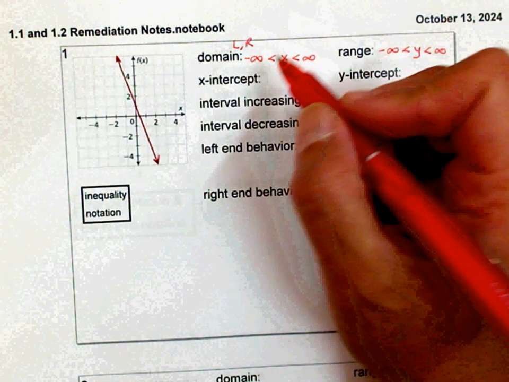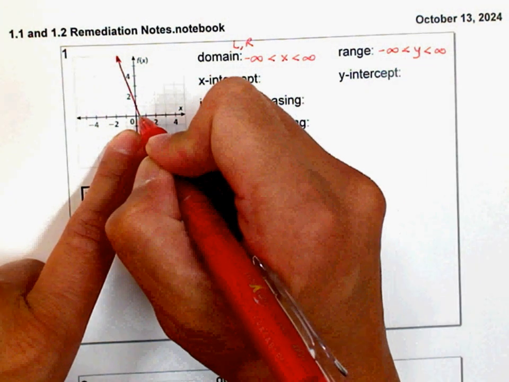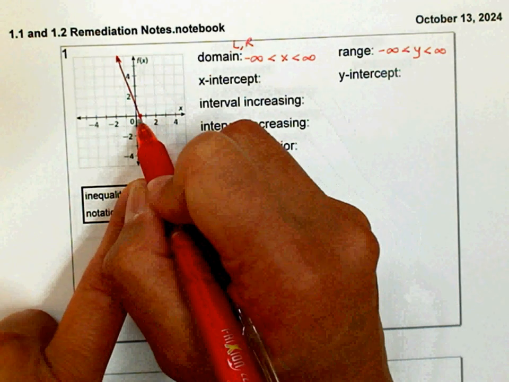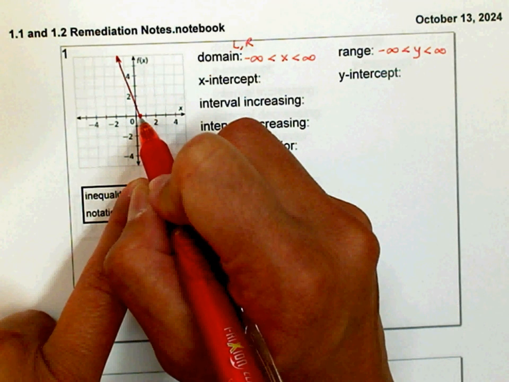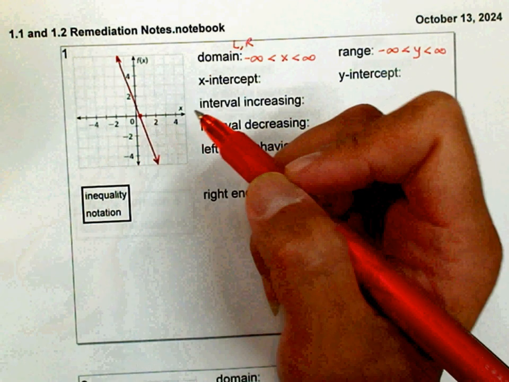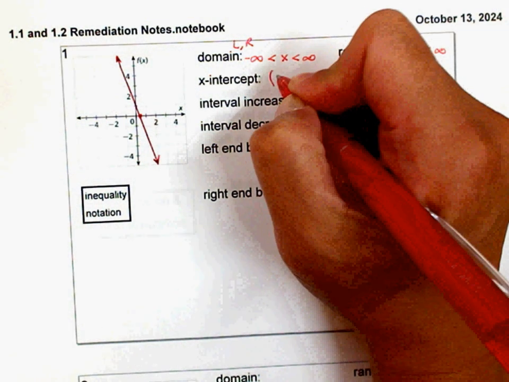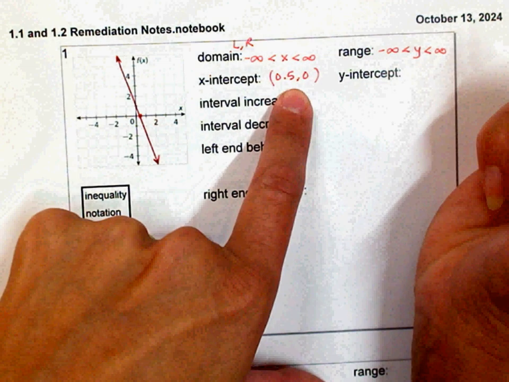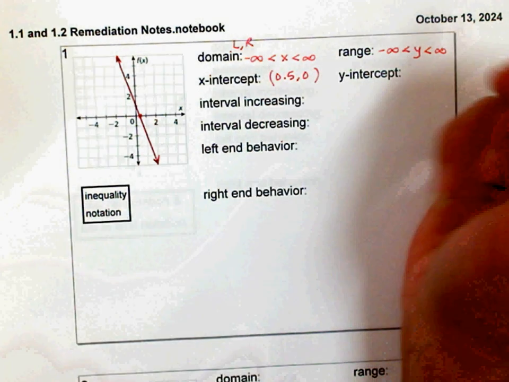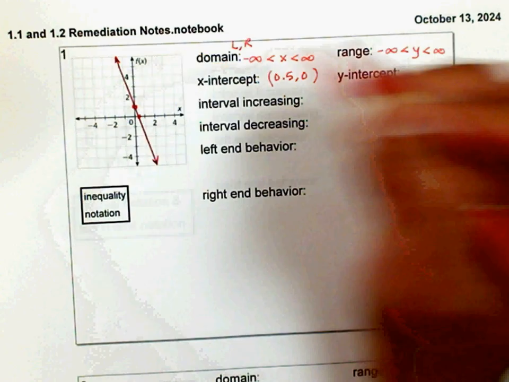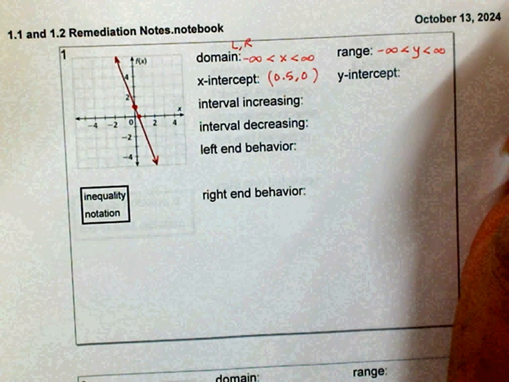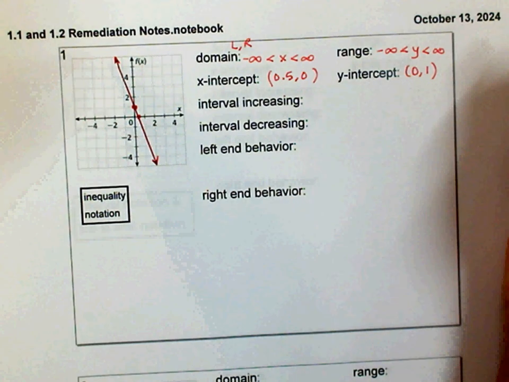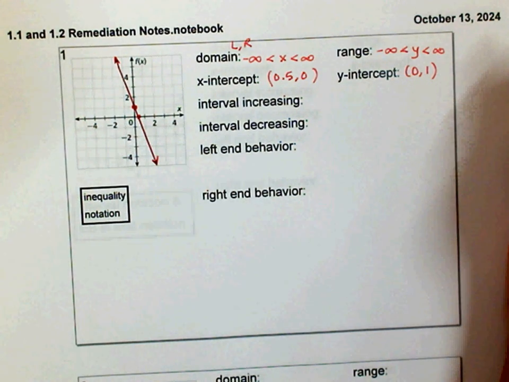Where do you cross the x-axis? It's crossing right here. Now, I don't have an equation, so I'm going to estimate. That could be 0.5, 0.4, but write it as a point. So that would be 0.5, comma, 0. Always write it as a point. Your y-intercept, you're crossing right here. Where do I cross the y-axis? That looks like 0, comma, 1. And since I don't have an exact equation, I'm just going to estimate, okay?